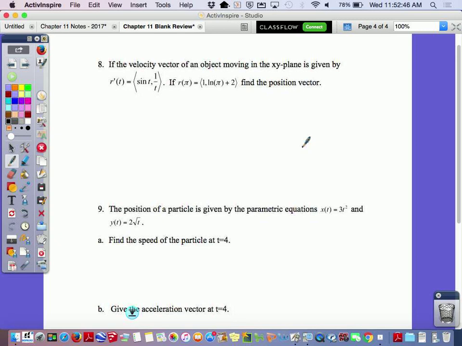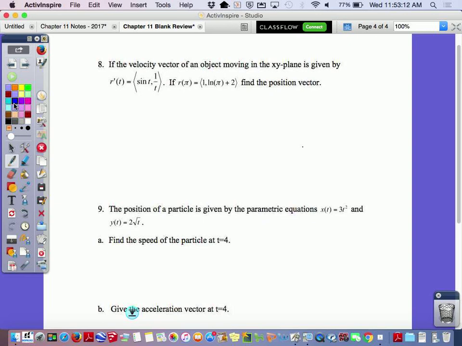Okay, number 8. If the velocity vector of an object moving in the xy plane is given by r prime of t equals sine of t, comma 1 over t, and, there should be an and here, and if r of pi equals 1 comma ln of pi plus 2, find the position vector. So we've got two pieces of information.